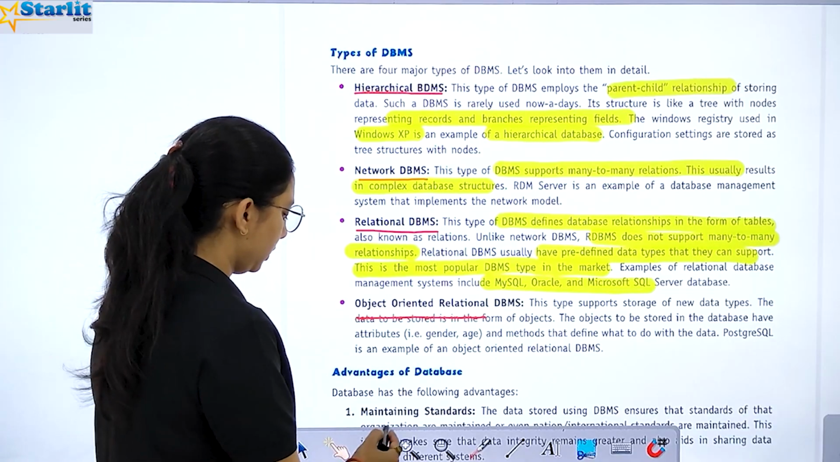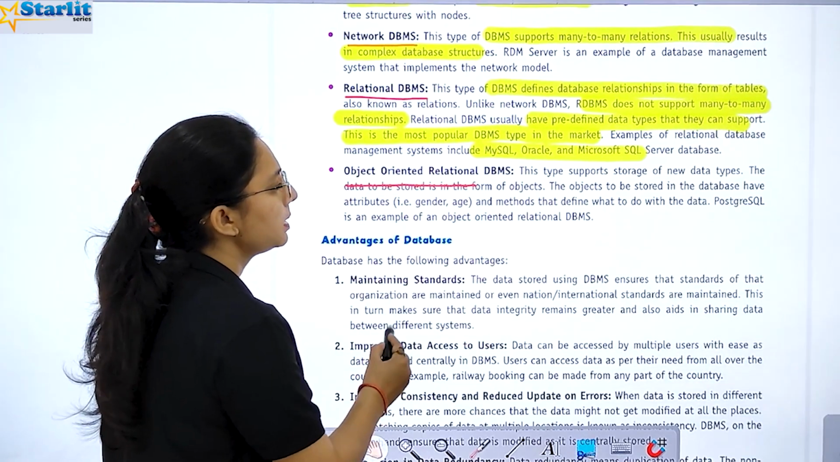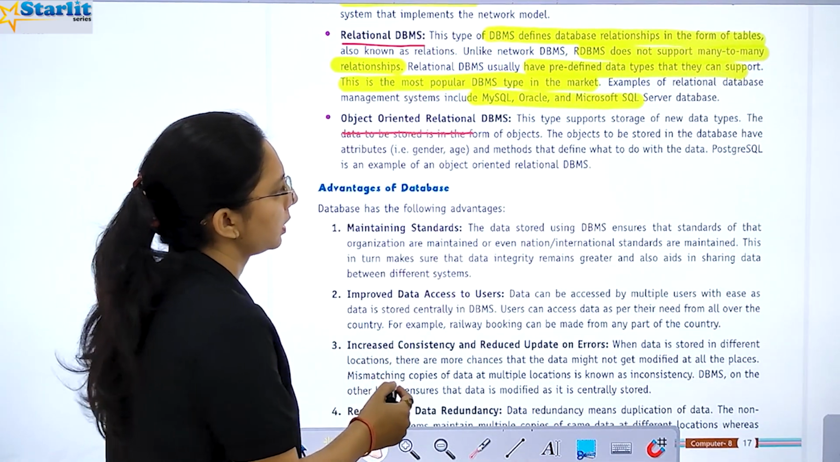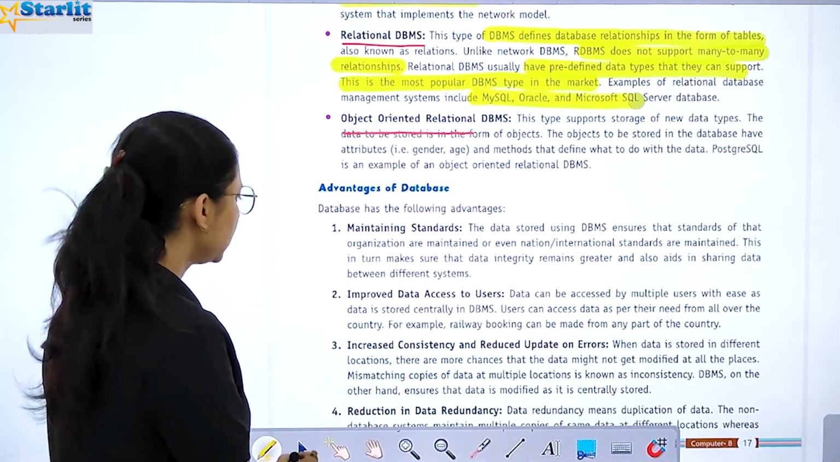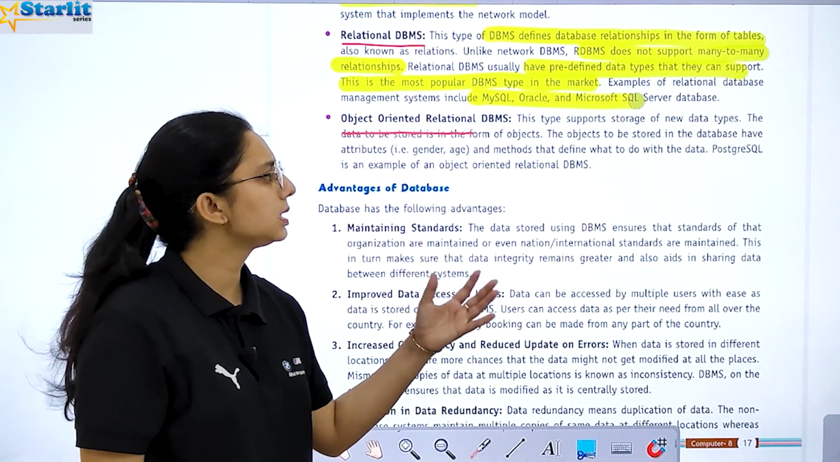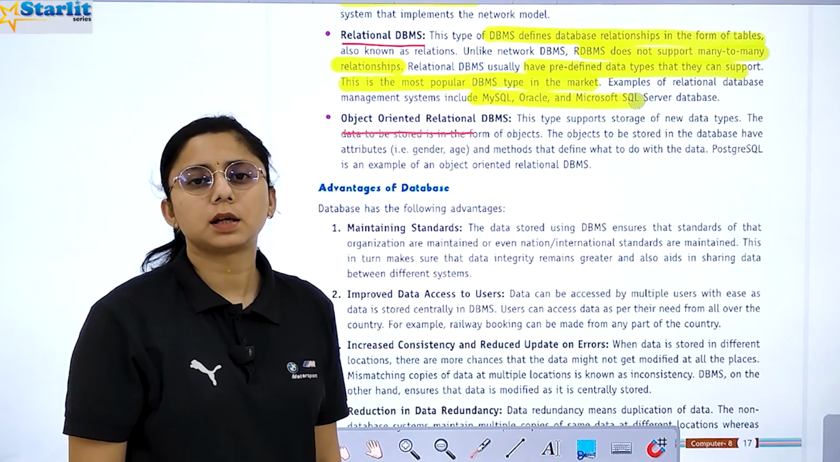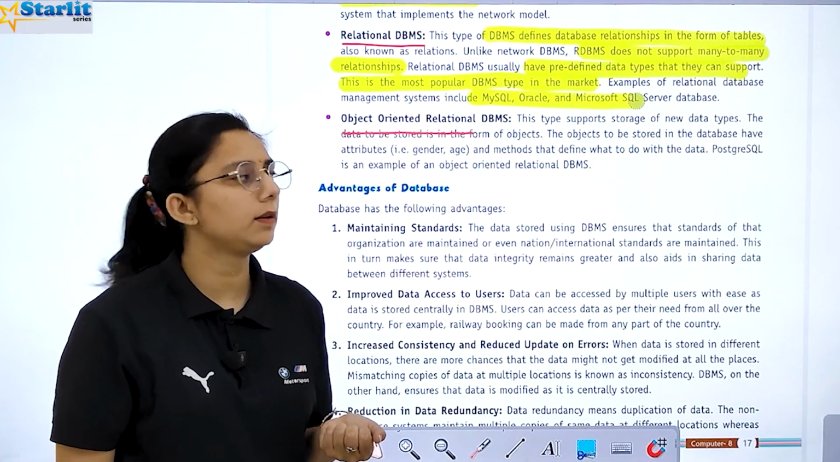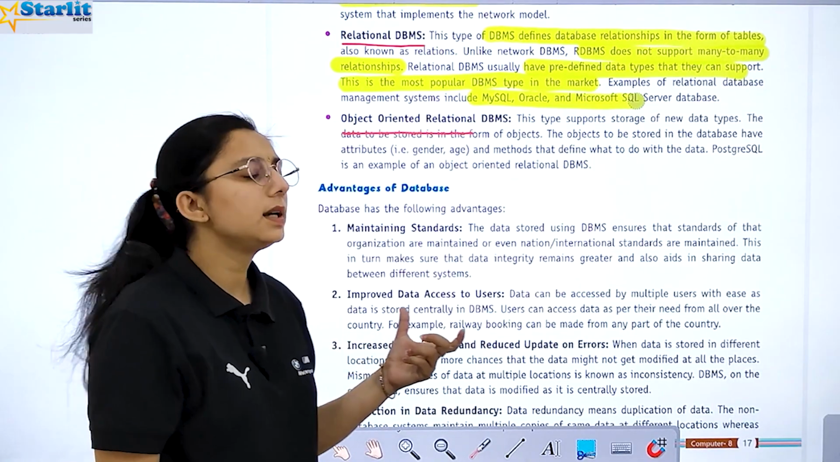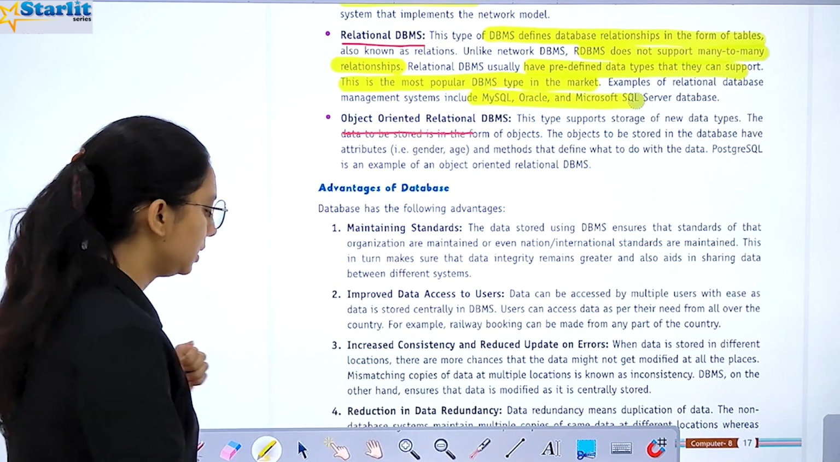Now object oriented. What is object oriented relational DBMS? It supports storage of new data types. ये एक तरीके का attribute है and the methods that define what to do with the data. इस data के साथ करना क्या है वो ये define करता है. Now what are the advantages of database? Advantages क्या हैं?